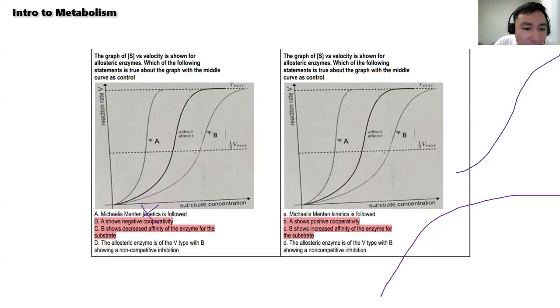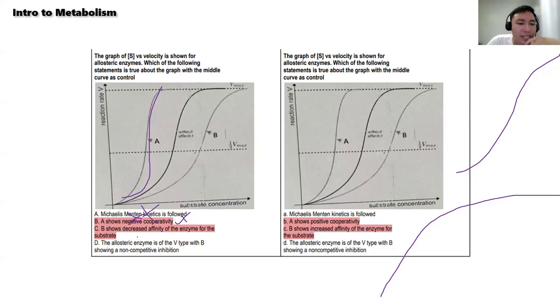A shows negative cooperativity. Hindi. This is positive cooperativity. Because the more, kunwari, hemoglobin, kapag kumabit na yung oxygen doon, mas madali na kumabit yung ibang oxygen. Kaya nagiging steep yung curve. So, mali ito. This is positive cooperativity.